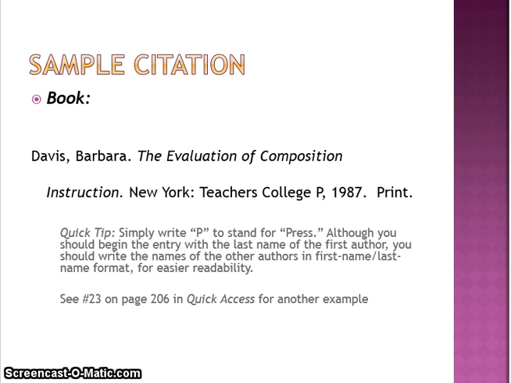And then we have Alone Together, Why We Expect More from Technology and Less from Each Other. That's going to be the title of your book. And titles of books, again, are always italicized. And then we have New York, which is the location that it was published. You can always find that information on the first or second page of your book. And then Basic is the publisher, so it's Basic or Pearson or whatever, or Knopf, or whoever your publisher may be. And then you write the year that it was published. In this case, it's 2011. And then you write a period, and then you write the word print, because it's a print book. Okay?